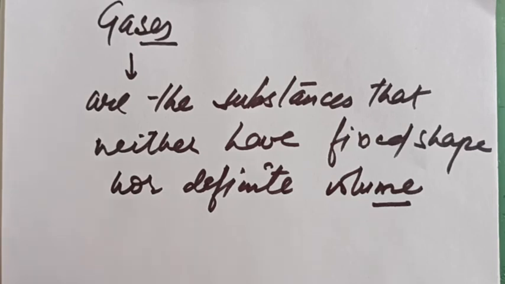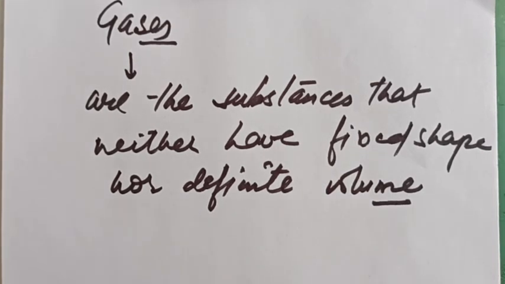Suppose we have a gas in a cylinder. If it leaks out, what will happen? It will spread into the whole room, it will take the shape of the room also, and its volume will increase. Earlier it was in a small cylinder, now it is in the whole room. Understood? So gases neither possess a definite shape nor a definite volume. We will discuss the rest of the chapter in the next lecture.